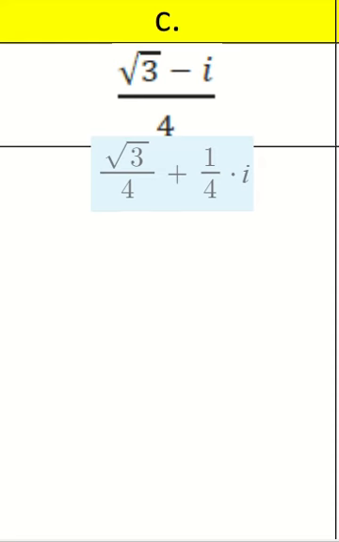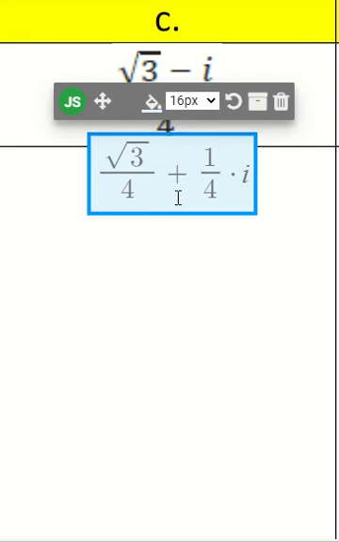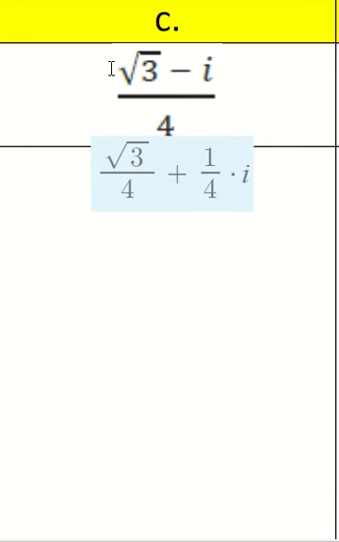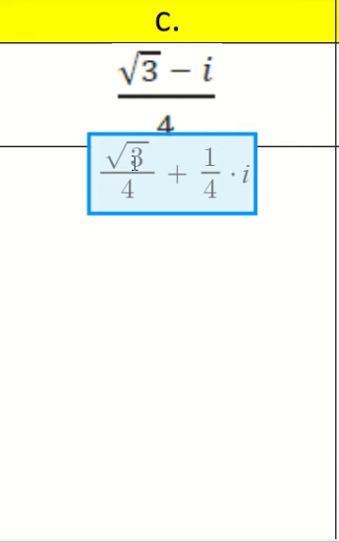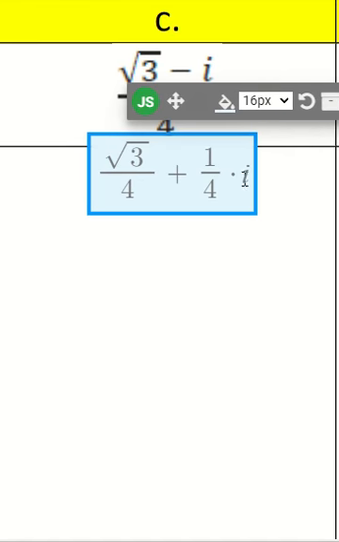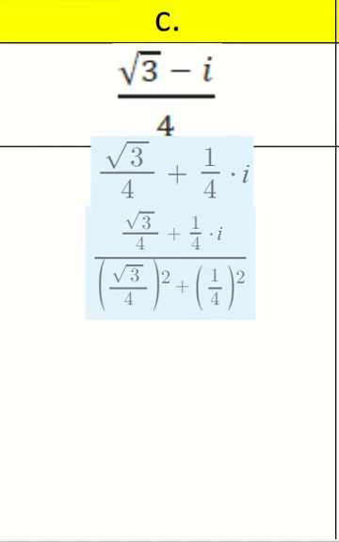Okay, so for question 2C, the first thing I want to do is separate this fraction into two fractions and do the conjugate. So we take radical 3 over 4, and instead of minus, we put plus 1 over 4i. Now, for the next step, we need it over a squared plus b squared.